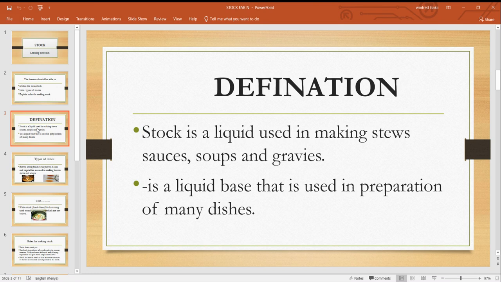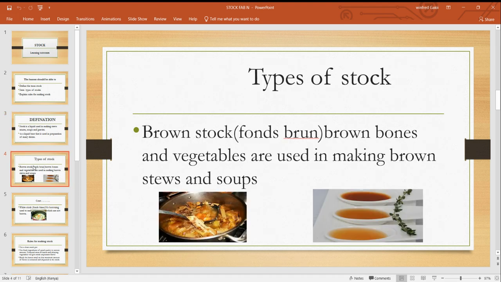I believe you all know about stock, how we use stock in producing many dishes, especially when you are producing soups. I believe you produce a stock first before producing the soups. So let us look at the types of stock, whereby we have two different types of stock.